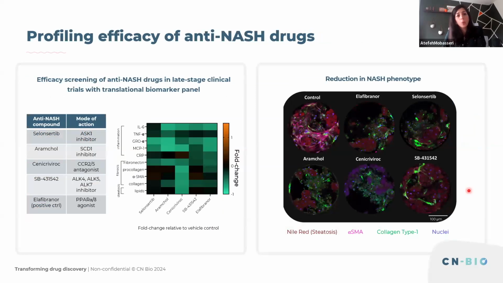So now we know that this NASH model, the model that we have developed, shows the characteristics of NASH. This is a good time to look at the efficacy of different compounds. We chose 4 different compounds, and these are compounds in the late stage of clinical trials. We use these 4 anti-NASH compounds at 3 test concentrations, and the highest concentration matches the clinical trial dosage.